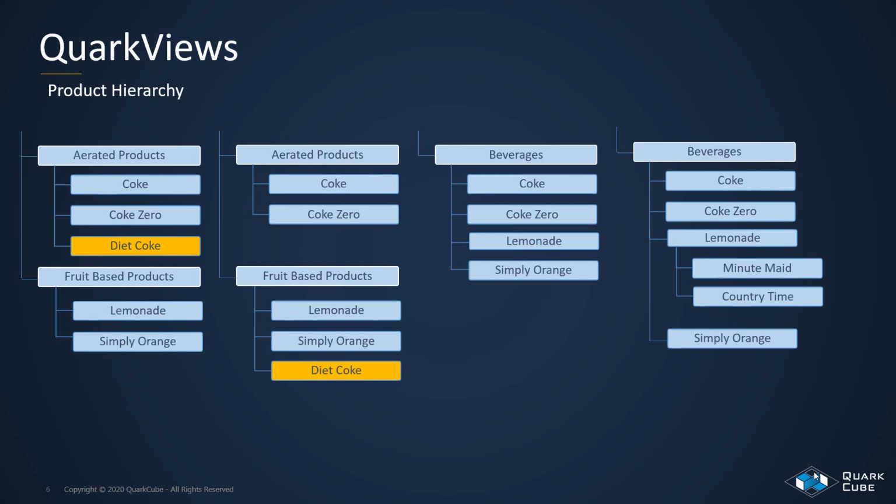You could have a third hierarchy where you are analyzing the sales numbers on a completely different category, such as beverages. Or you could have another hierarchy where you extend the Coke product into further leaf members, such as Minute Maid and Country Time. Now, what data you see really depends on the view that you are looking at. And those views are what we call Quark views.